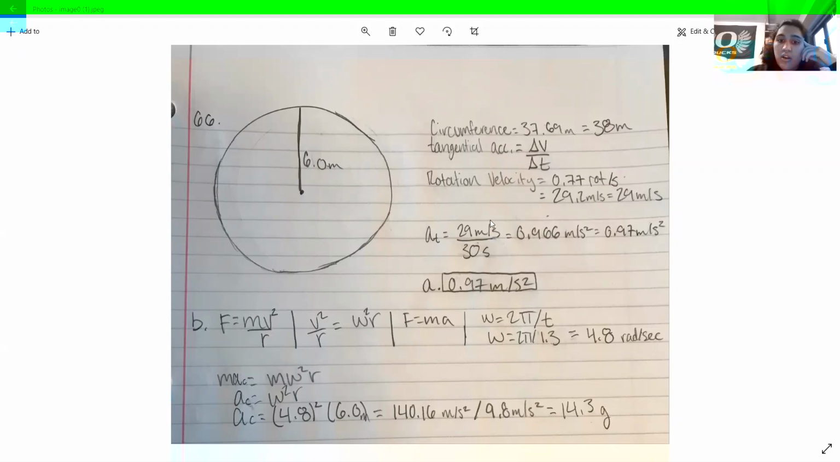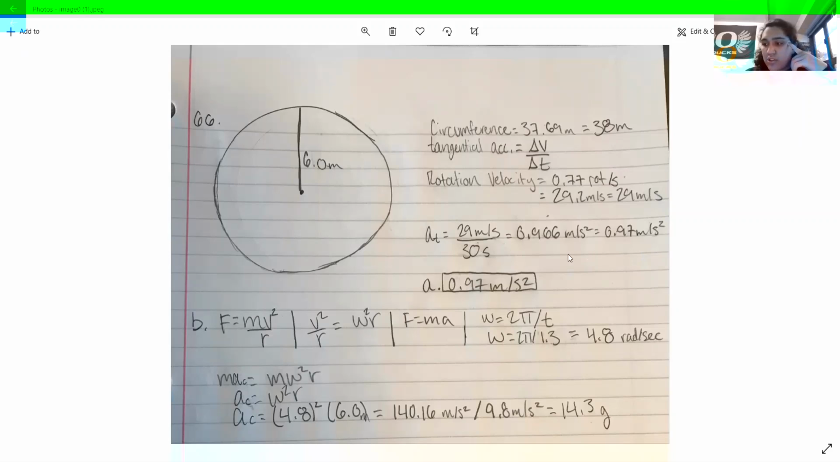So for tangential acceleration, we can take our 29 meters per second divided by our 30 seconds, and you'll get 0.966 meters per second squared, which with significant figures, we can get 0.97 meters per second squared as our tangential acceleration.